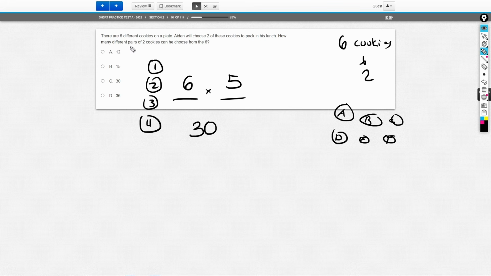But the question is asking us for how many different pairs of combinations. We know that a pair is 2. So if there's 30 possibilities, that means that there's actually 15 pairs of possibilities, which is choice B.